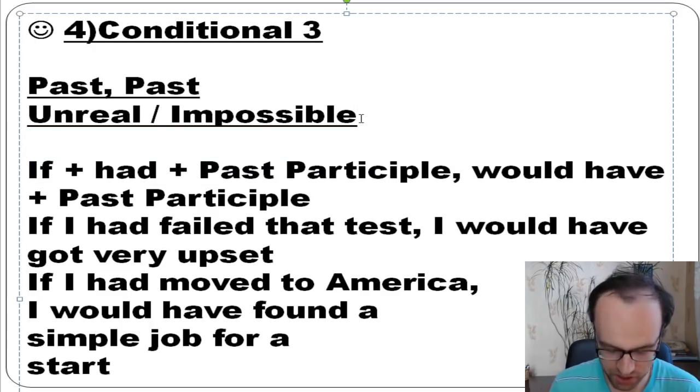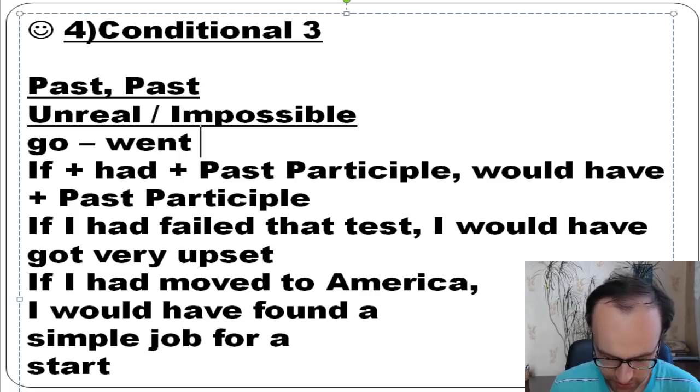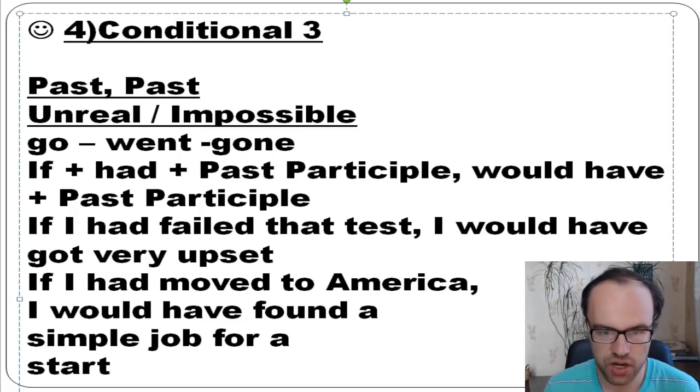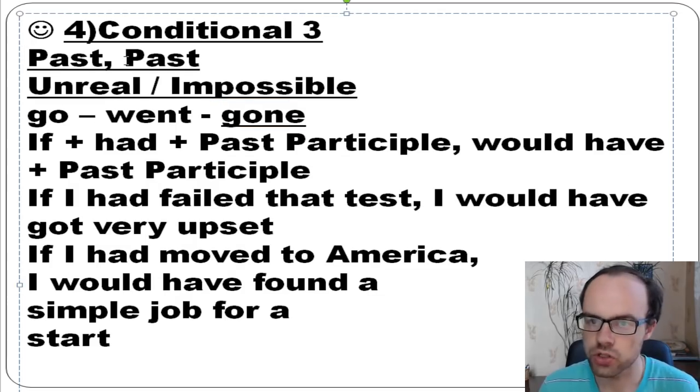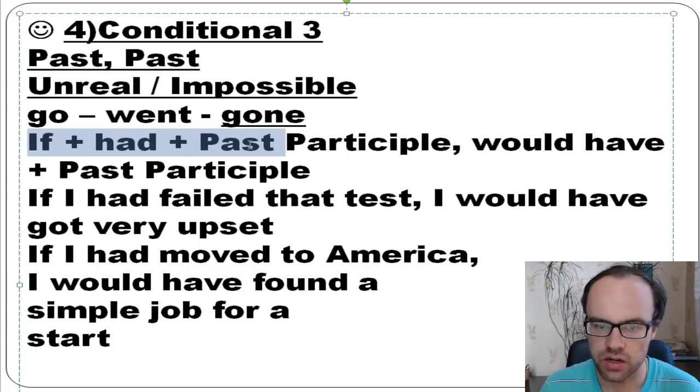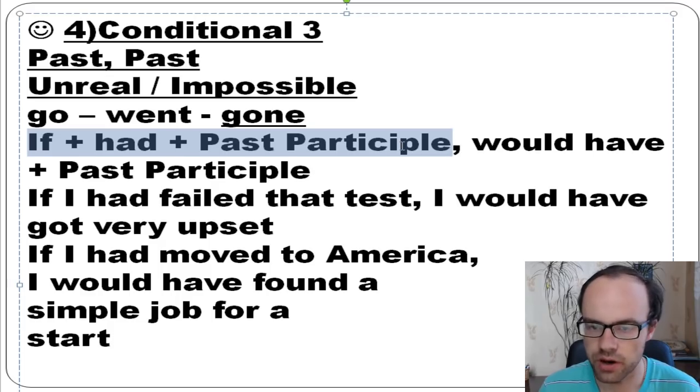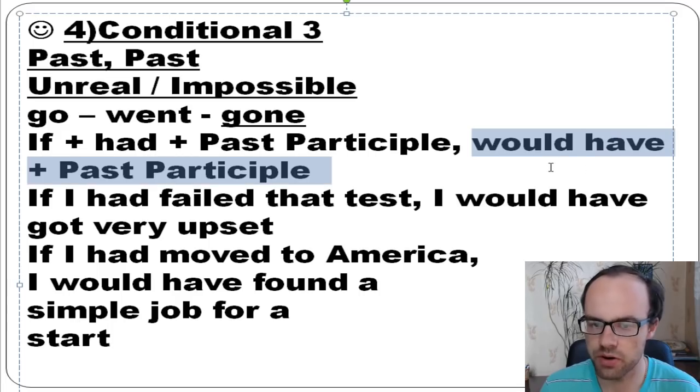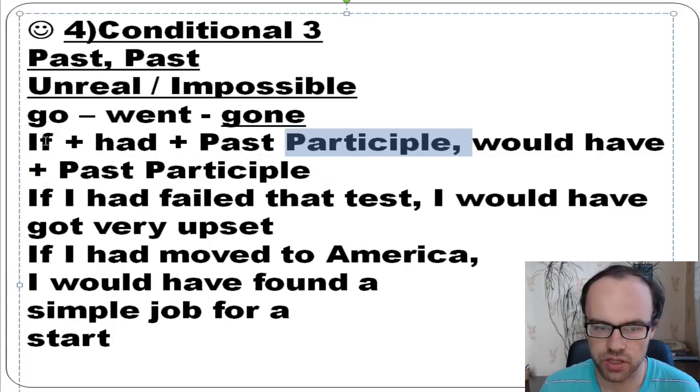So what is past participle? Look, for example, go, went, gone. So gone is past participle, or we also call it the third form. So if plus had plus past participle, we see it in one part, and would have plus past participle in the second part.